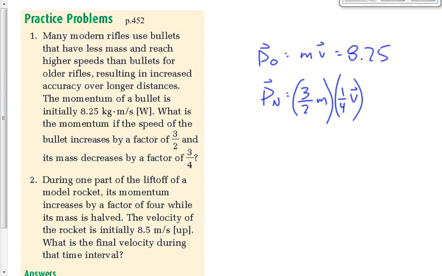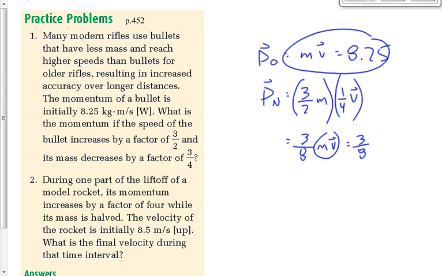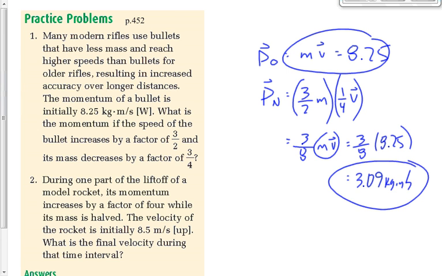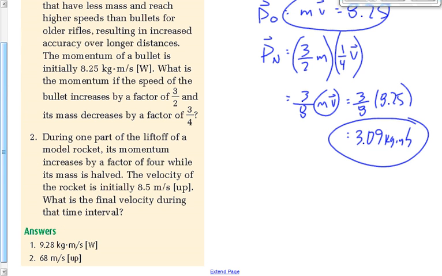Let's factor those numbers out. We get 3/8 m times v, and m times v is equal to 8.25. And I think when you do that math, it works out to be 3.09 kilograms meters per second, which is not the answer that they've given to us here. But we talked about that yesterday as well. Their answer is wrong because they assumed 3/4 as opposed to 1/4, which is correct.